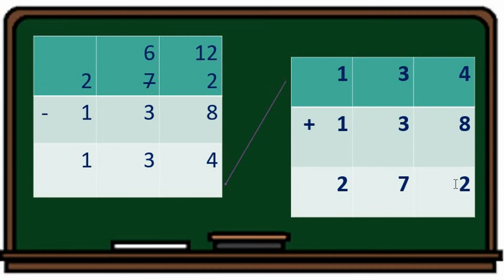So 2 here and 1 carry. 3 plus 3 is 6, and with the 1 carry, 7. Then 1 plus 1 is 2. So the answer is 272. Got my points? This is subtraction checked by addition.